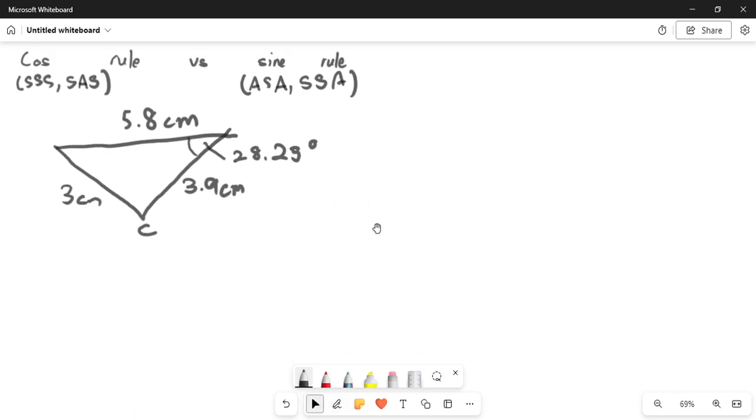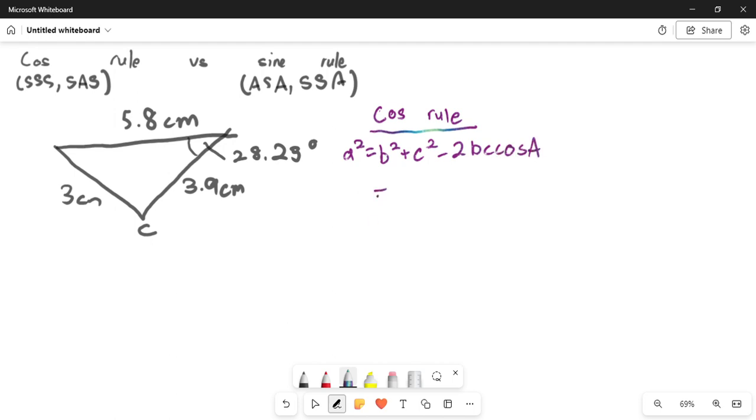Okay, so let's try using the cosine rule first. So for the cosine rule, I have a squared is equal to b squared plus c squared minus 2bc cosine of A. Sub in the value. So 5.8 squared is equal to 3 squared plus 3.9 squared minus 2 times 3 times 3.9, the cosine of C.